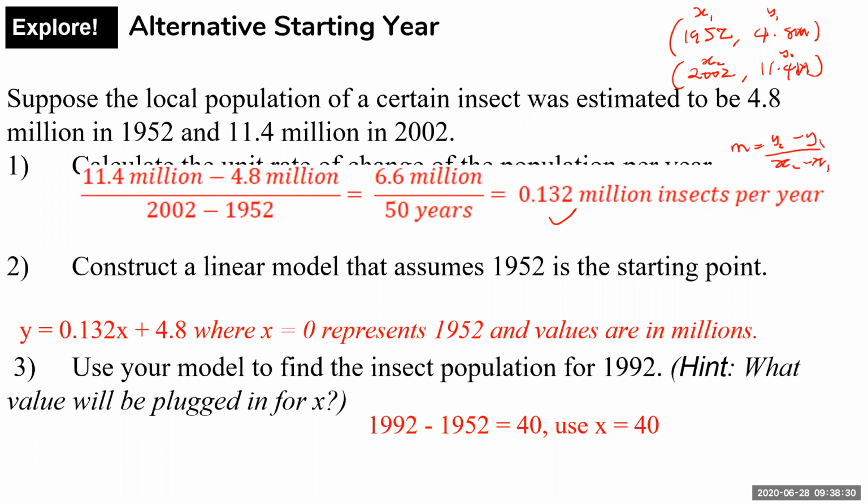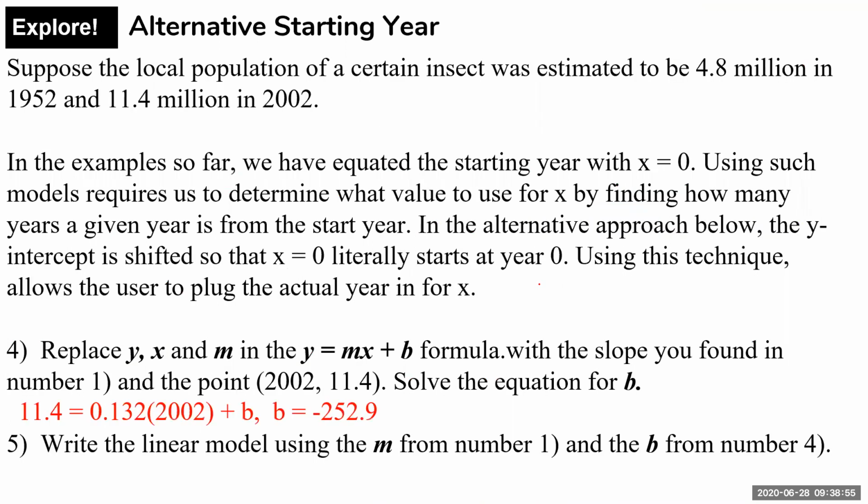All right, nice. We want to construct a model because the starting year is 1952. Okay, x will be 0, and that was plugged in, and we have that. Now we are going to use the same example to look at what happens if we decided to use the actual years. So first of all, we have to find the b.